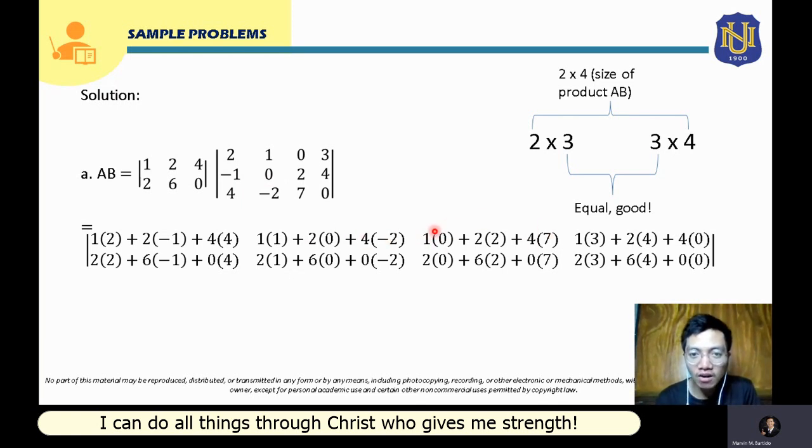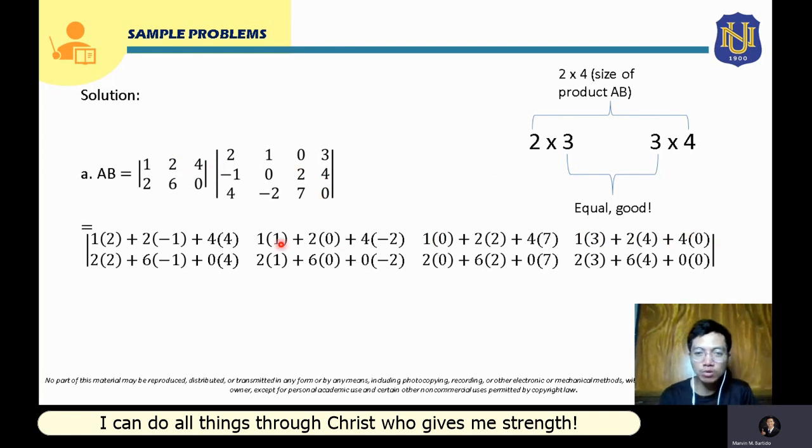Now for this element, this will be the product of this row and this column, since this is located in the first row and third column. So this will be 1 times 0 plus 2 times 2 plus 4 times 7. Now for this element, this will just be the product of this row and this column: 1 times 3 plus 2 times 4 plus 4 times 0.